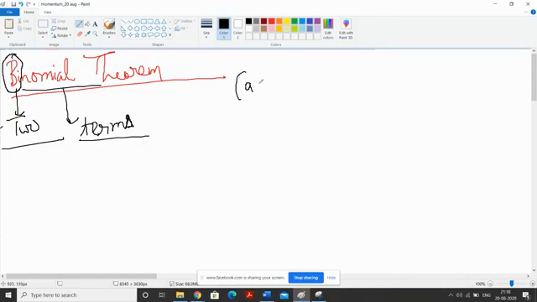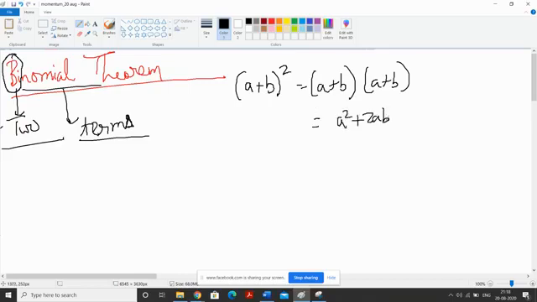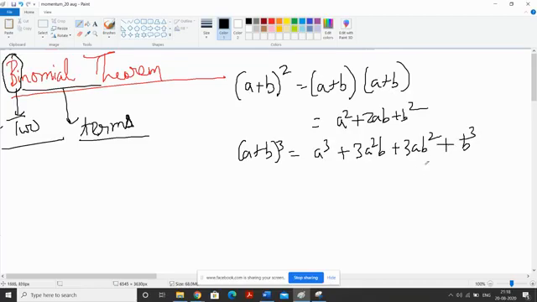So what is (a + b) square? If we expand this by multiplying (a + b) by (a + b), we get a square plus 2ab plus b square. What is (a + b) whole cube? This is a cube plus 3a square b plus 3ab square plus b cube.